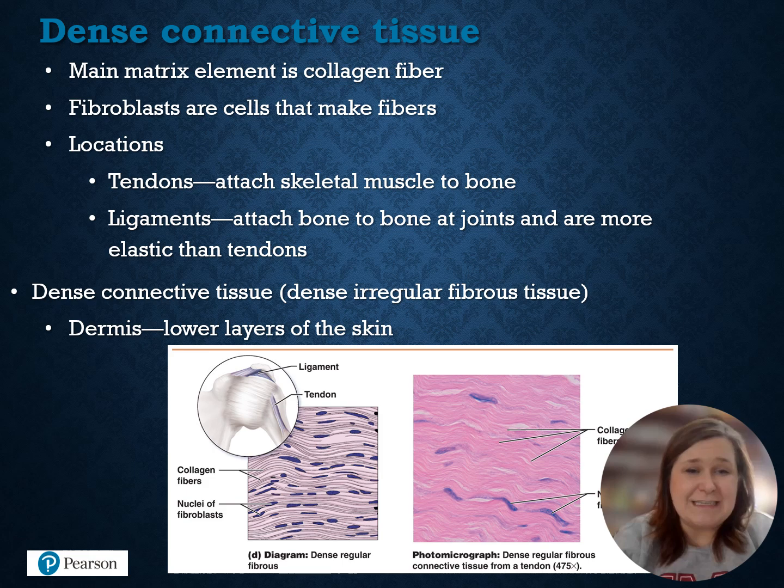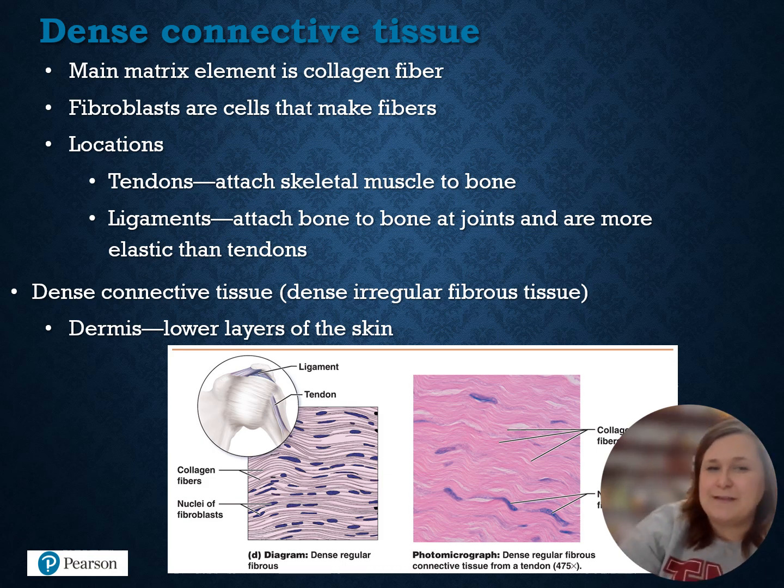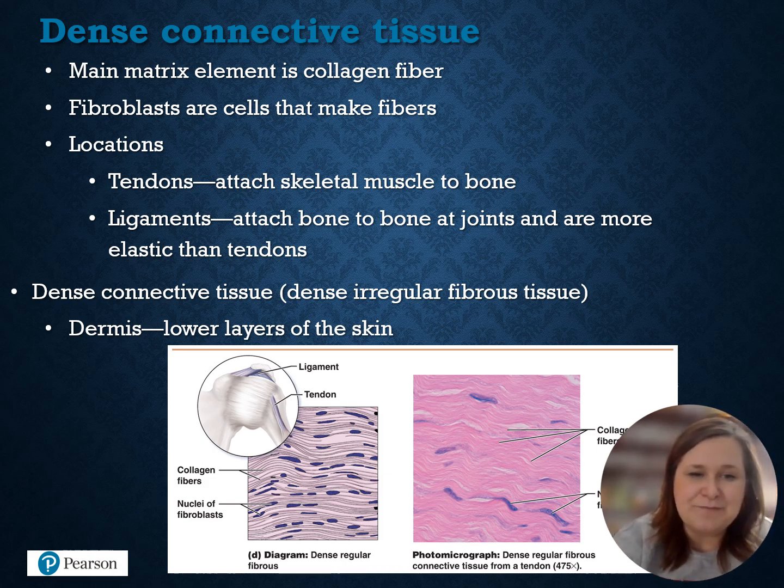We also have dense connective tissue. The main matrix element is going to be made of collagen fiber. Fibroblasts, again, we talked about this earlier, but these are going to be the cells that make these fibers. We will find these in our tendons where skeletal muscle attaches to bones. We'll find them in our ligaments that attach bone to bones at the joints, and these are going to be a little more elastic than tendons.